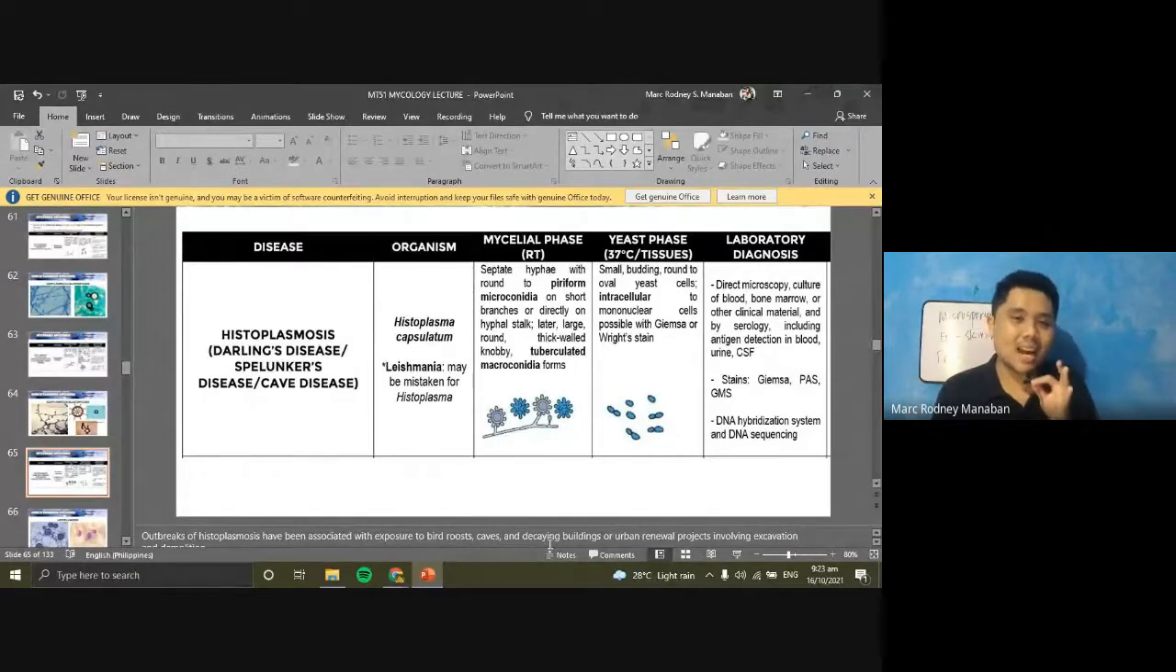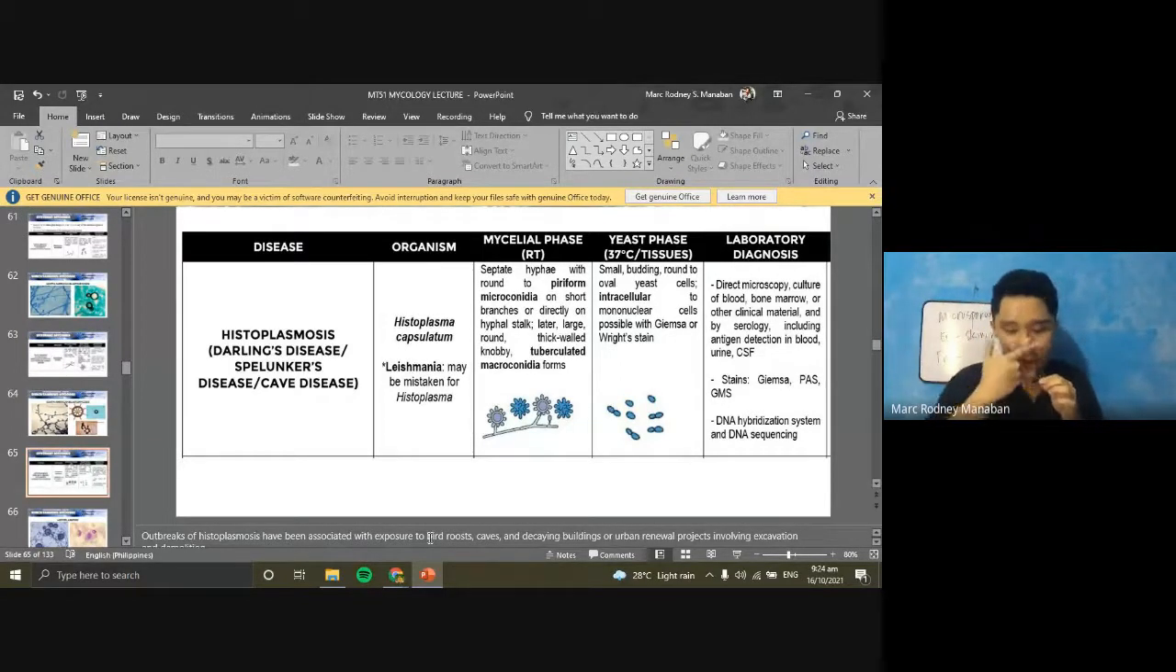In a case study, if the patient was in a bat cave, or they renovated their house, or cleaned bird cages like chicken coops, bird roosts, the dwellings of birds, and then symptoms developed afterward, then possibly that's Histoplasma capsulatum. Alright, that's for histoplasmosis.